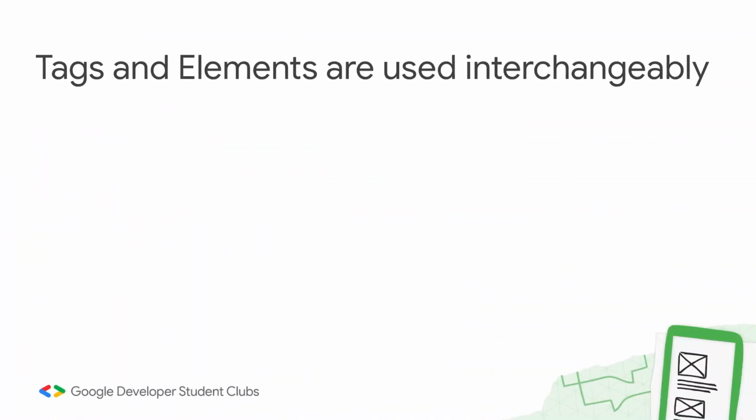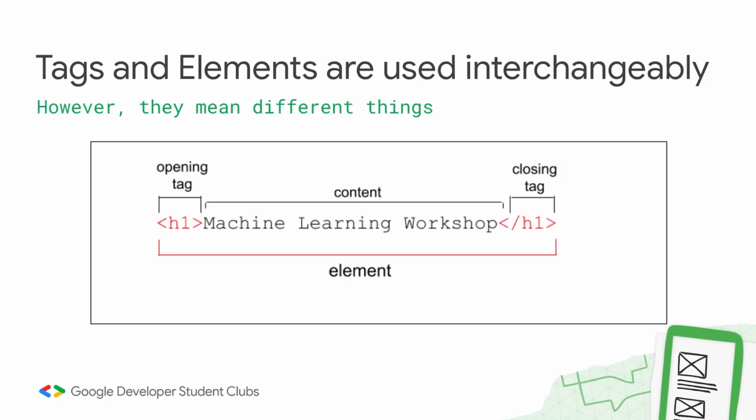Okay, so tags and elements are used interchangeably. However, they mean different things. So this is basically an example. This is everything you see in an HTML document, this whole thing. The whole element is everything here, but tags are the opening and ending of it, and you can add stuff in the middle for content. So this is the whole layout, and this is all you really need to know to start making an HTML document for your website. Each element has an opening tag and a closing tag, and there will always be content in the middle of it. And the whole thing is an element.